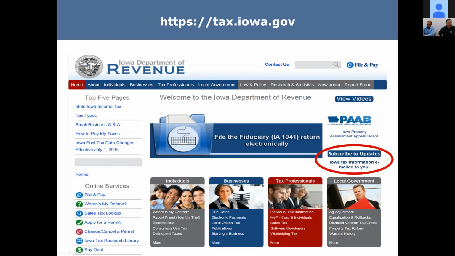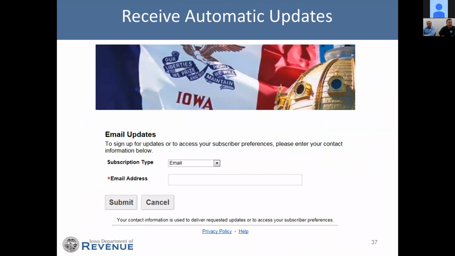One thing on the website that I wanted to stress as well, we've got email updates. You can subscribe to these. They don't cost a thing. I would recommend that you at least subscribe to one of them. It's a free service. It's a good way of staying in touch with the department.